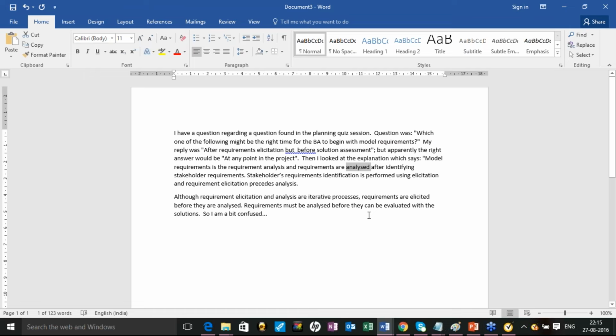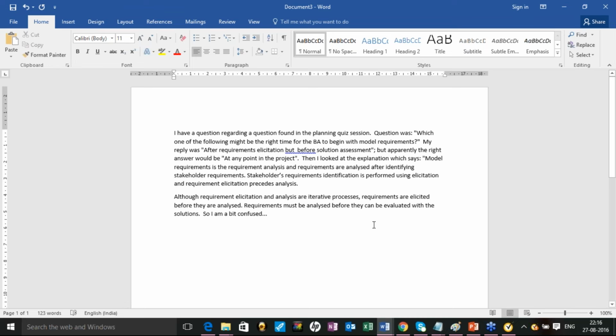Stakeholder requirement means in the analysis domain we involve stakeholders for the stakeholder requirements, and for the agreed stakeholder requirements we analyze it further to get the solution requirements. The word analyze is related to that. Stakeholder requirements identification is performed using elicitation, and requirement elicitation precedes analysis. Right, it is right. Whatever, I'm not able to relate it with the question because it is not here in front of me. So next time please. The question is, yes, is that one.